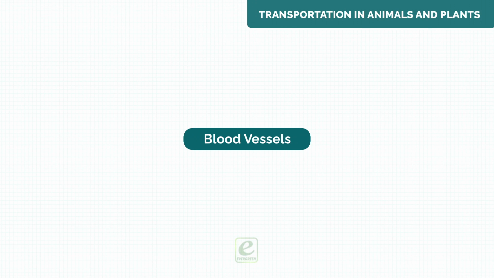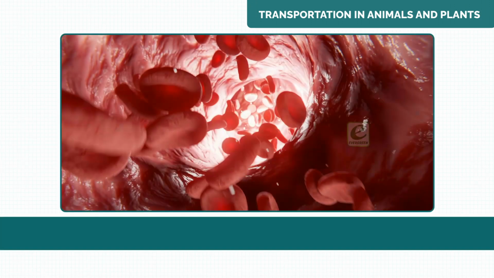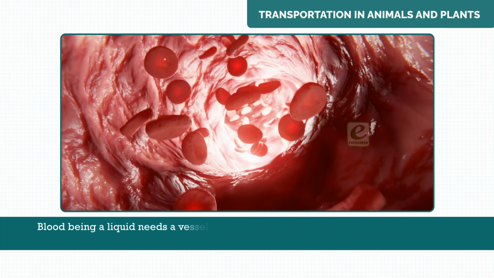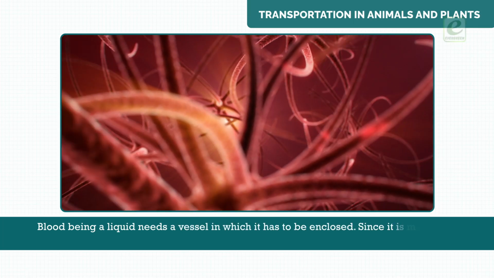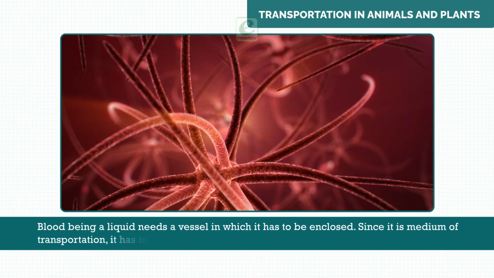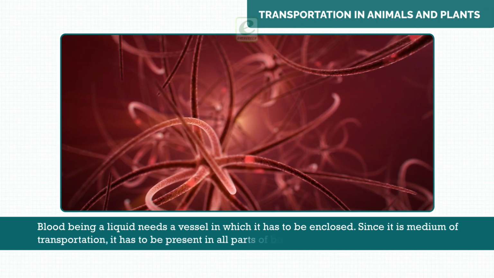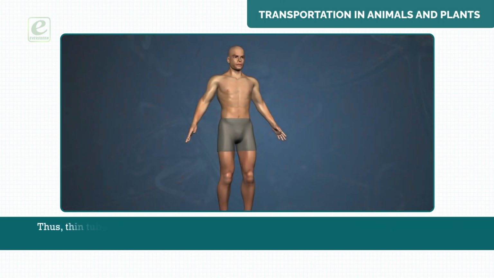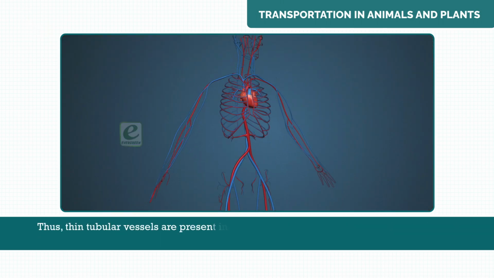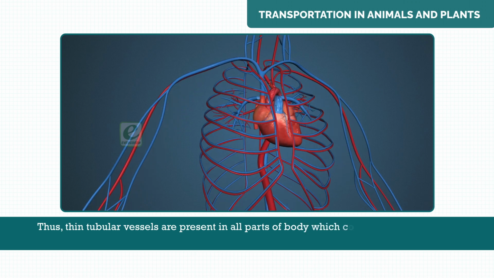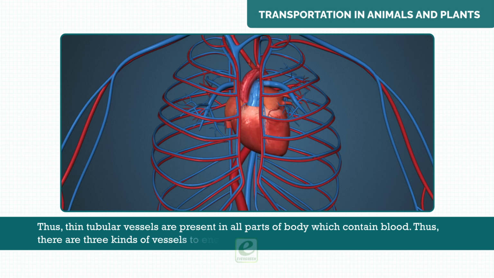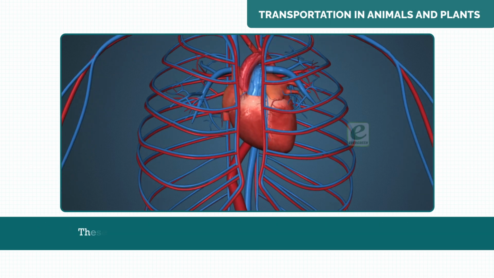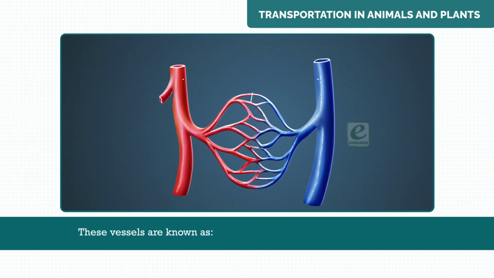Blood vessels. Blood, being a liquid, needs a vessel in which it has to be enclosed. Since it is a medium of transportation, it has to be present in all parts of the body. Thus, thin tubular vessels are present in all parts of the body which contain blood. Thus, there are three kinds of vessels to enclose blood. These vessels are known as arteries, veins, and capillaries.